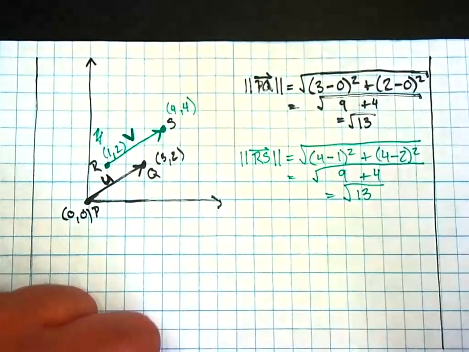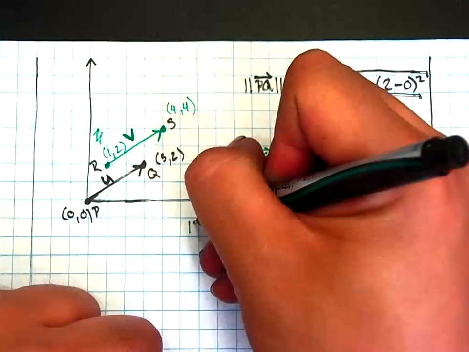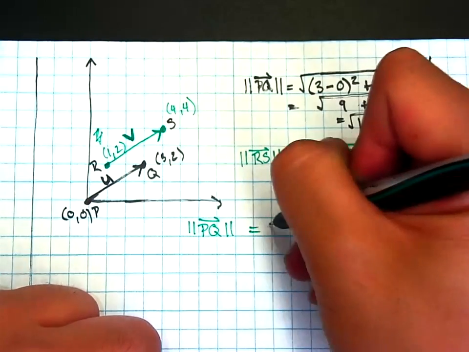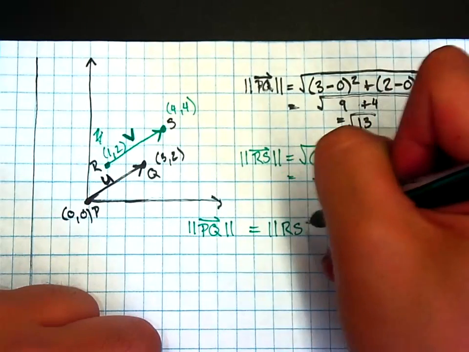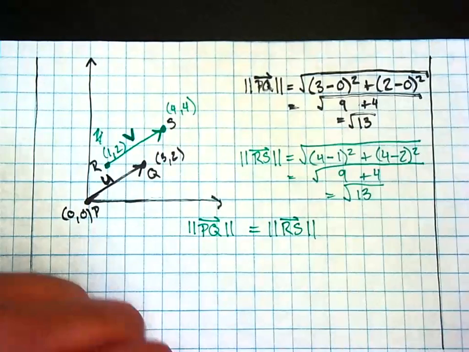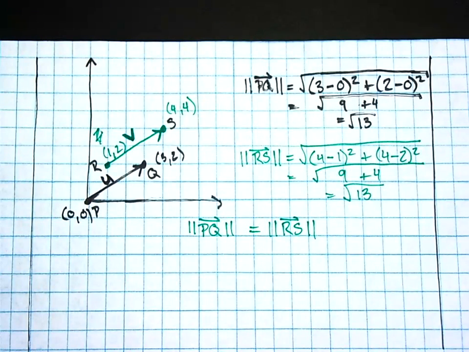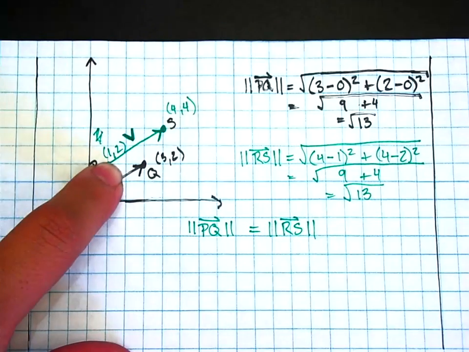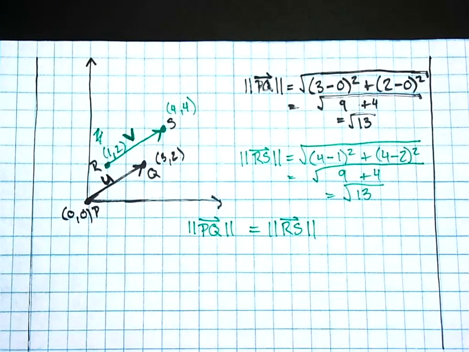So I can confirm right now that yes, the magnitude of PQ is equal to the magnitude of RS. And that was our original question. Now, there is another bit of information we can extract from all this. We know that they have the same magnitude, and we also know they're going in the same direction because, obviously, they're both going to the northeast.